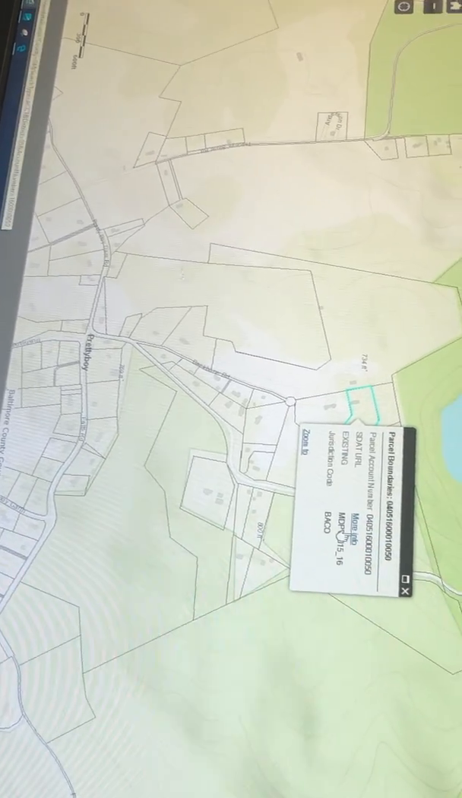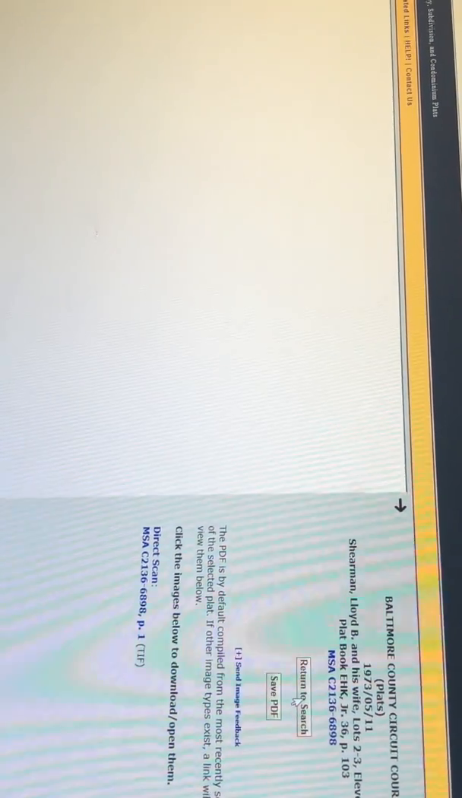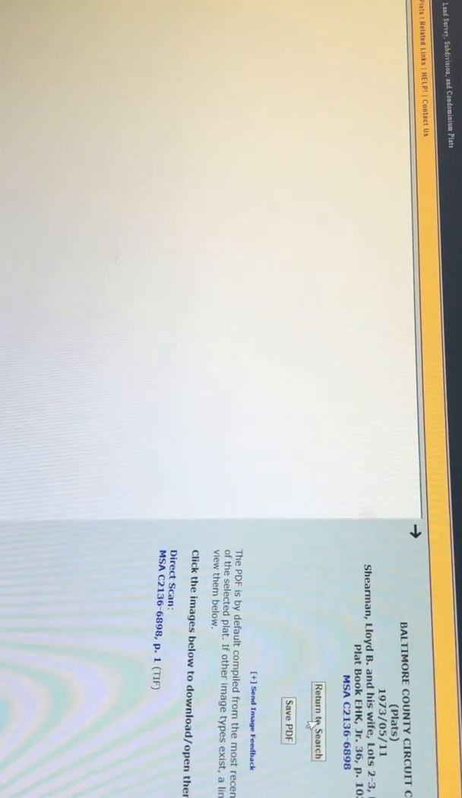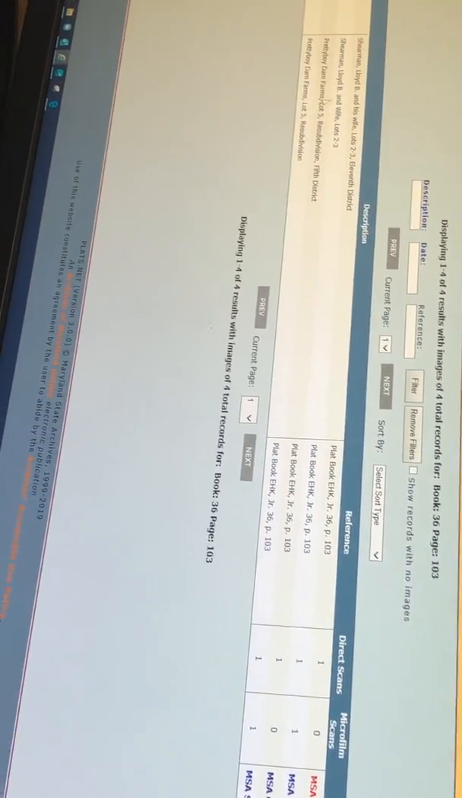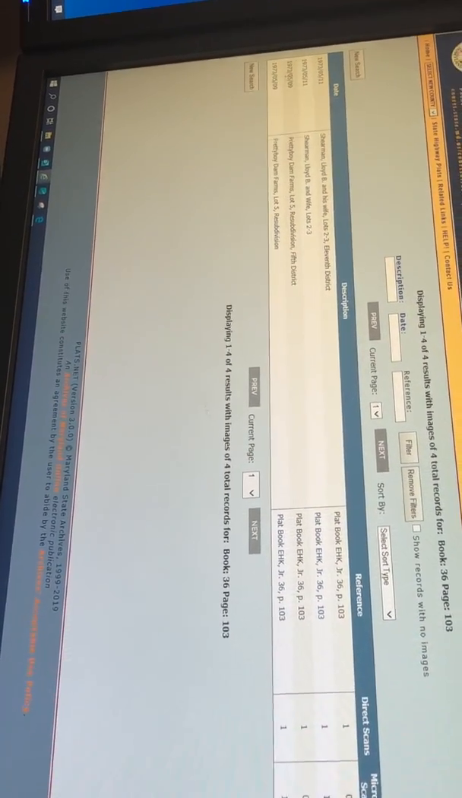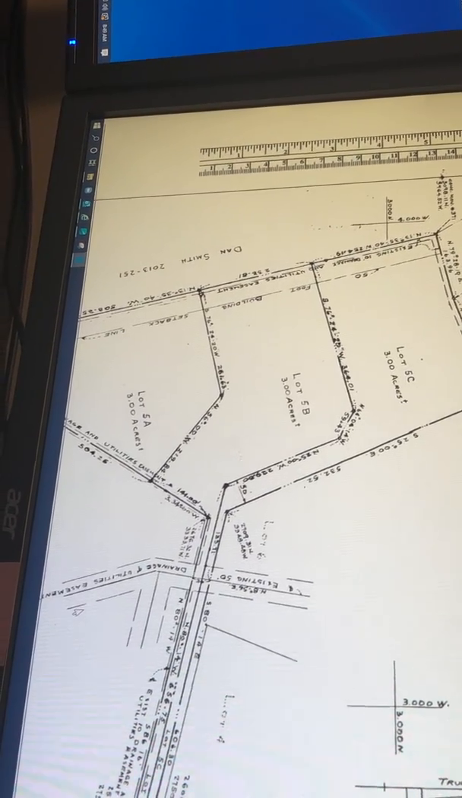So let's look at this adjoiner. 36 at 103, that's what it says. 36 and 103. Let's look at all of them. You hit that second one first. I'm just looking. This is going to be the same one. Okay, lots 2 and 3, and lot 5. There you go. There we go.